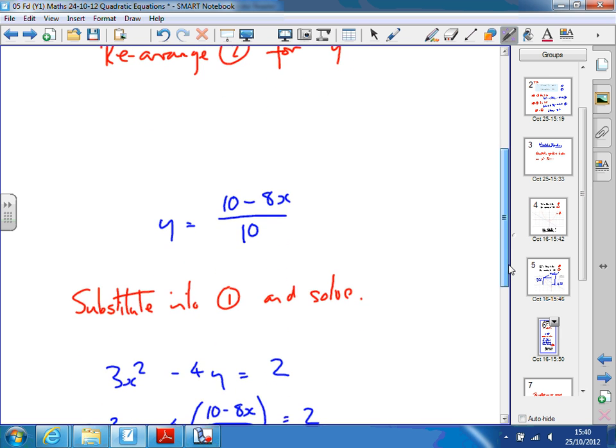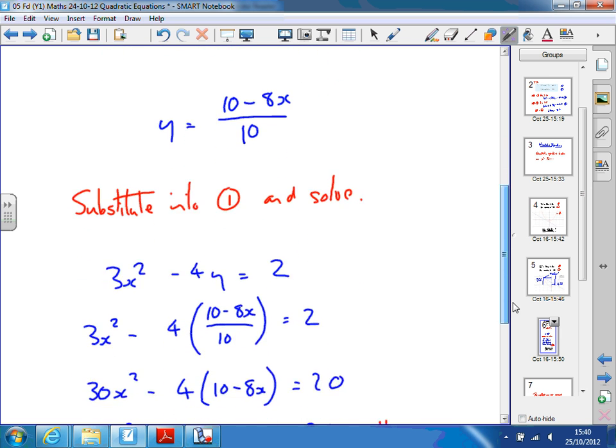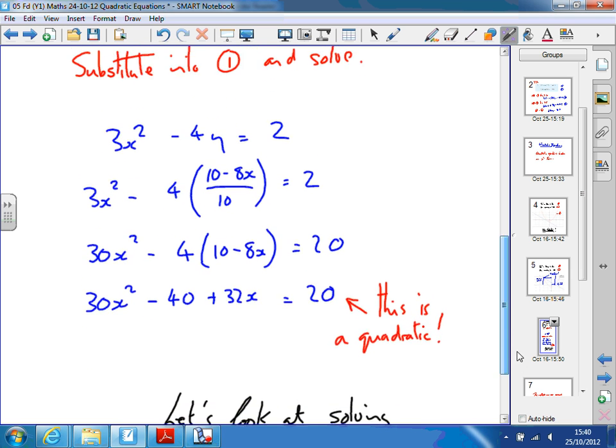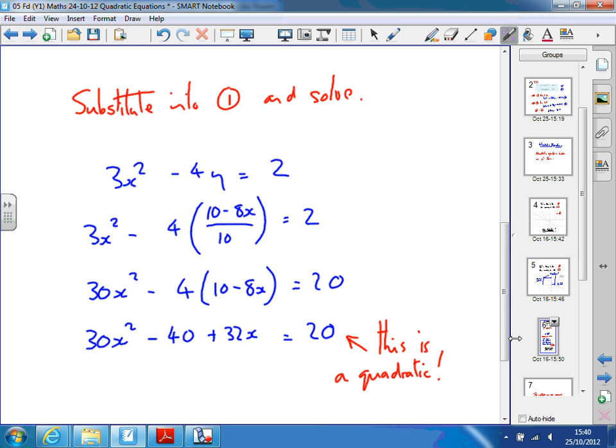I've done this, so 3x squared minus 4y equals 2. You substitute in, we get this. 3x squared minus 4, instead of y, we're writing 10 minus 8x over 10, equals 2. Then we multiply out this bracket. Well, actually, what I did first was, I don't like a 10 underneath, so multiply both sides by this 10. That'll get rid of the 10 underneath. So I get 10 times 3x squared is 30x squared, minus, now I've got rid of the 10 that's underneath, so I'm just left with 4 times the bracket, 10 minus 8x, equals 20.